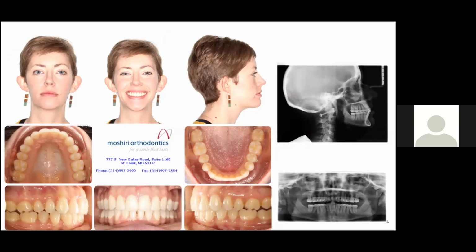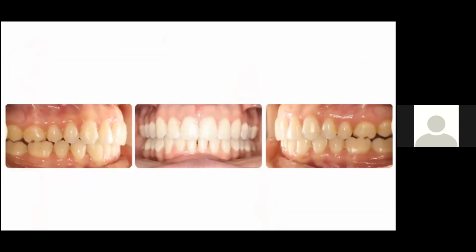So again, just know your limits of expansion, because everyone has different biological limits of what's possible. And overall, regardless, she was very happy with her outcome, her smile.